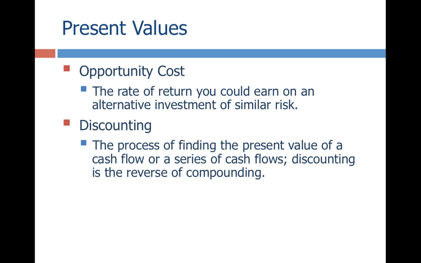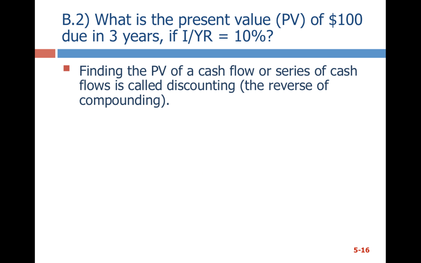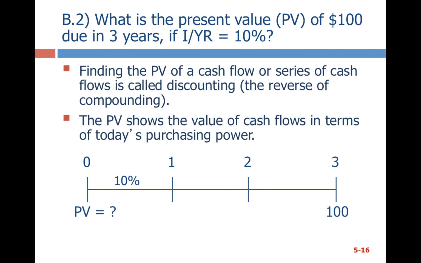Your integrated case, the Word document I was speaking about earlier, has question B2: what's the present value of $100 to be received in 3 years if the interest rate is 10% compounded annually? Finding the present value of a cash flow or series of cash flows is called discounting again. The present value is going to show the value of the cash flows in terms of today's purchasing power. As you can see, you can use a timeline to solve a question like this.